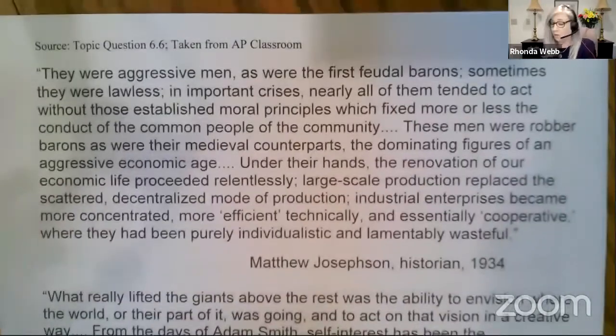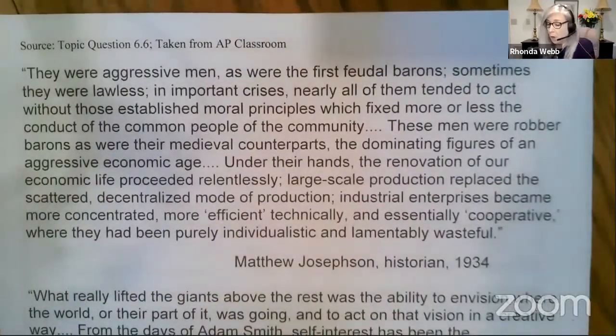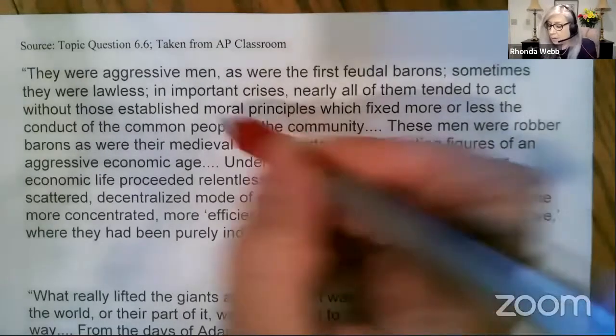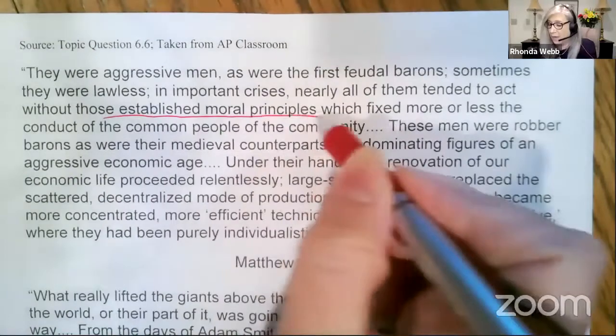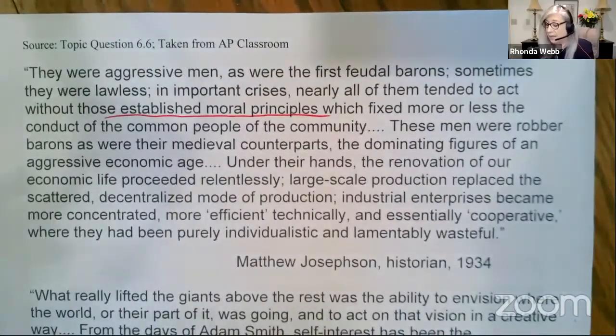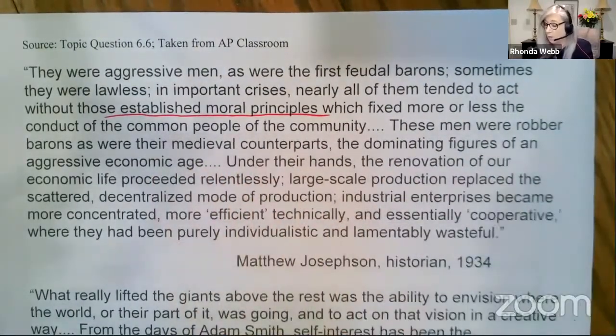Let's start with Josephson. They were aggressive men, as were the first feudal barons. Sometimes they were lawless in important crises. Nearly all of them tended to act without those established moral principles, which fixed more or less the conduct of the common people of the community. So basically, they're acting in a way that he's saying is immoral, and that's not common for the common man.